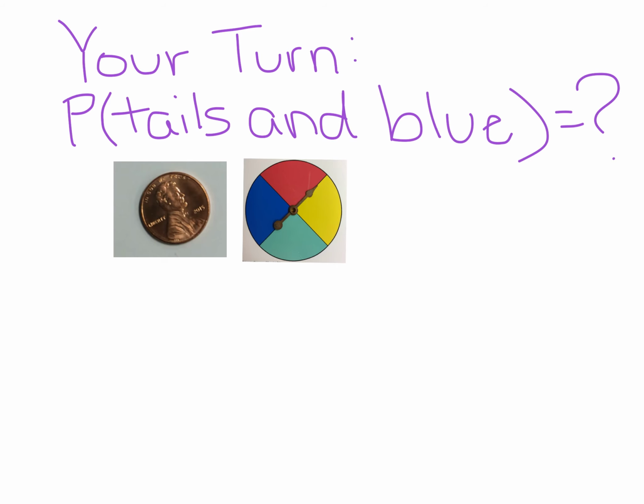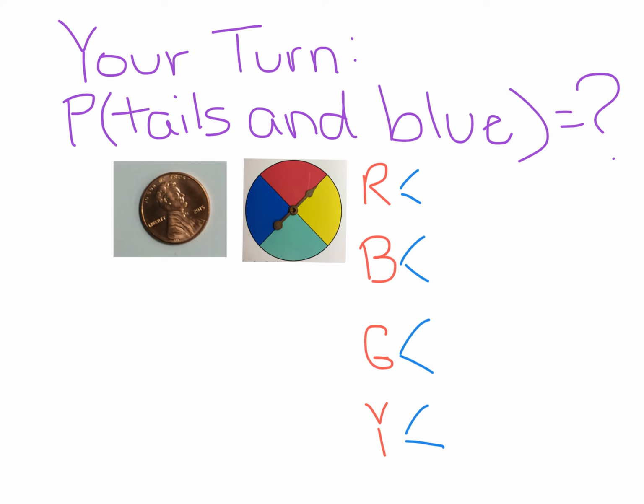All right, so what is the probability this time of getting tails and blue? So if I were to toss this coin and spin the spinner, what is the probability of me getting tails and blue at the same time? So it's your turn, so I'd like you to pause the video and see if you can make your own probability tree to get the outcome of getting tails and blue.